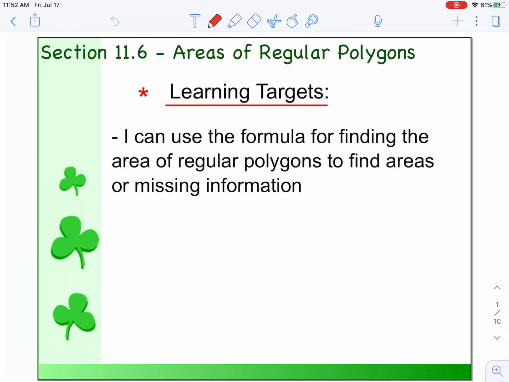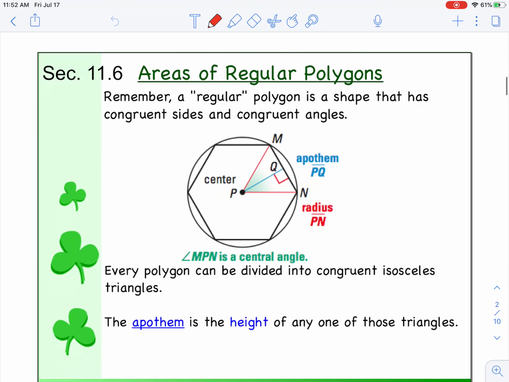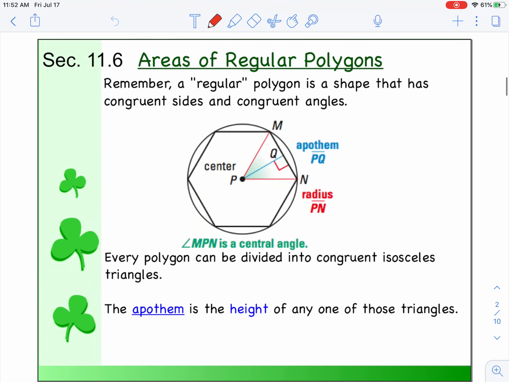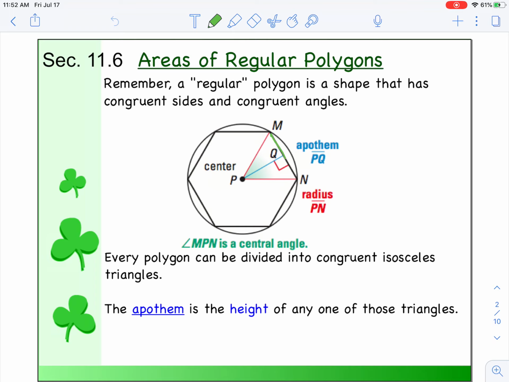Section 11.6, we're going to look at areas of regular polygons. There's a formula that we're going to use to find the area of regular polygons or missing information. But let's talk about what is a regular polygon again. Remember, a regular polygon is a shape that has congruent sides and congruent angles.